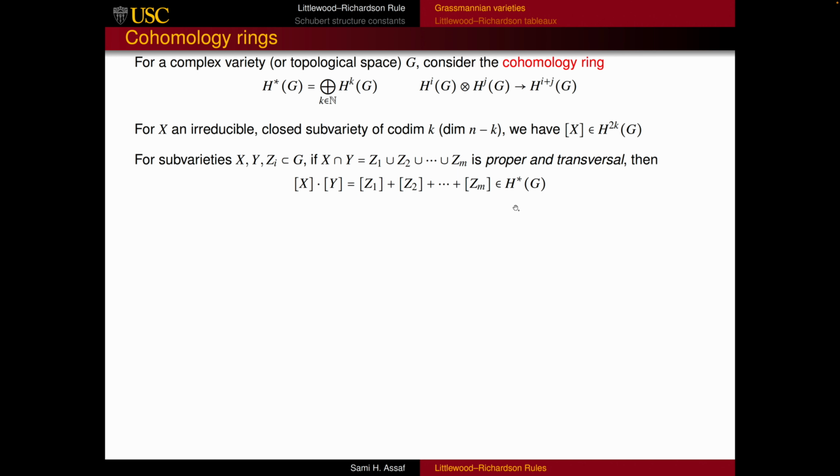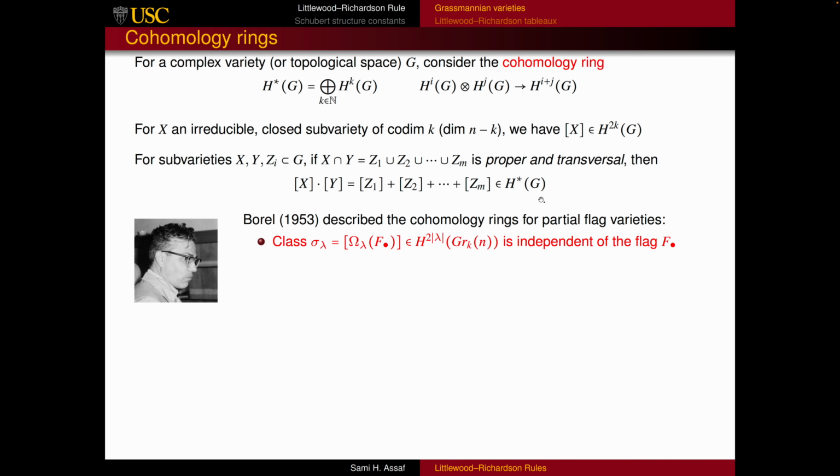Well, that would be easy as long as this cohomology ring has a basis, because writing things as sums is non-trivial. And do you know what's unique? Well, Borel knew it was unique. So Borel described the cohomology classes for partial flag varieties. And for the Schubert variety, we get these Schubert classes, sigma lambda.